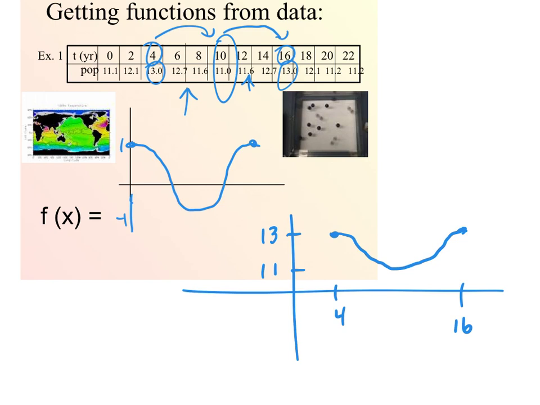I know it goes all the way down in the in-between time, and it hits 11 there at year 10, which happens to be exactly 6 years in between 4 and 16, 6 years on each side. All right, so now I'm ready to write the equation. So how do I actually write the equation?